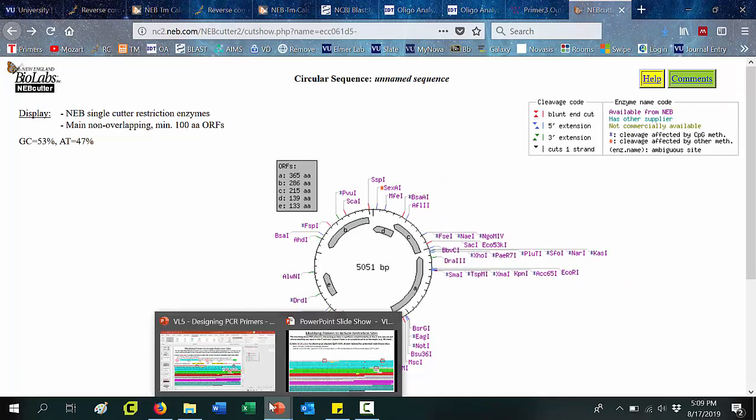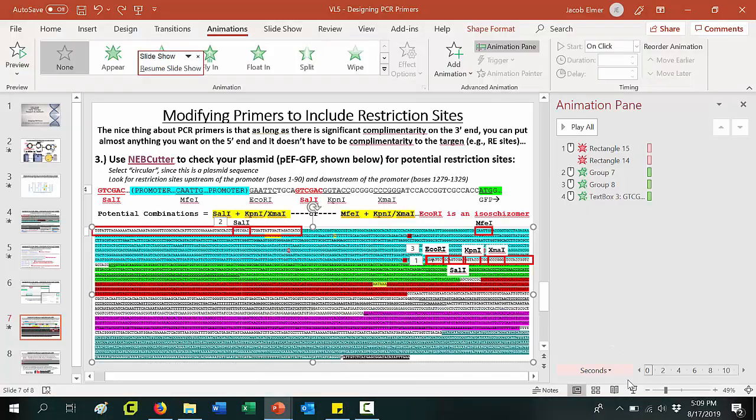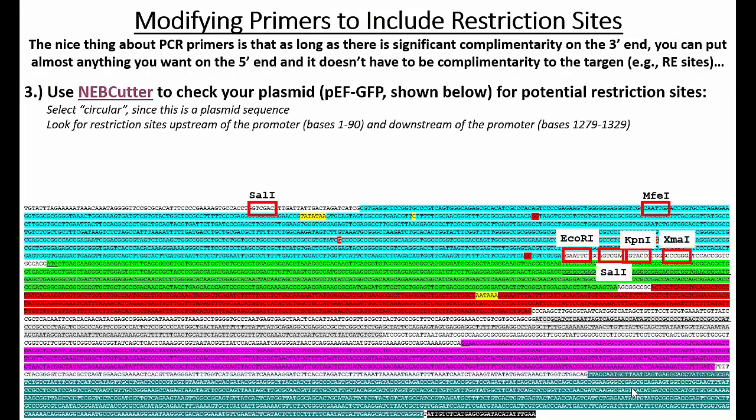So let's map those to the sequence. We come back here, and this is where those are. Very importantly, the first thing I need to note is that if I use SalI, I can't use EcoRI, because SalI would cut here and here. That would remove the EcoRI site. That would be lost. So then I'm limited to only using KpnI or XmaI if I use SalI.